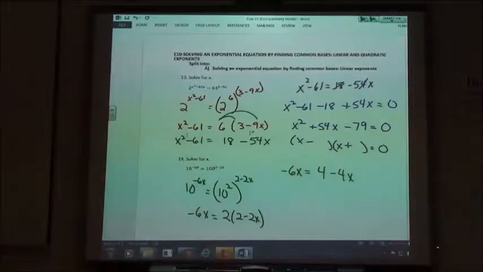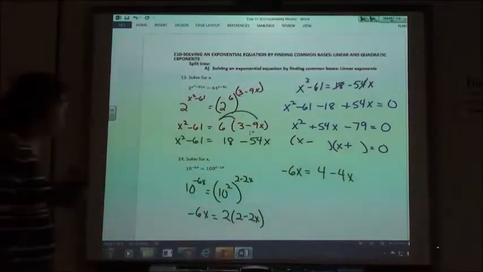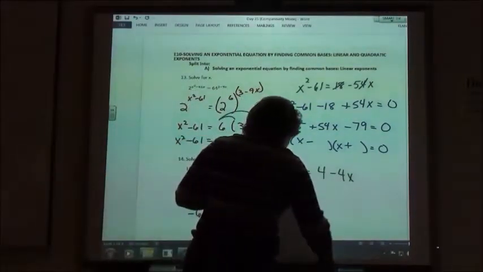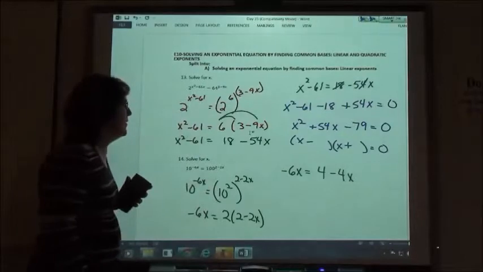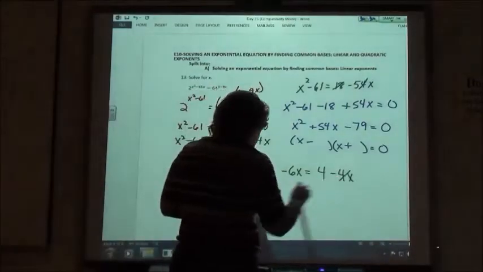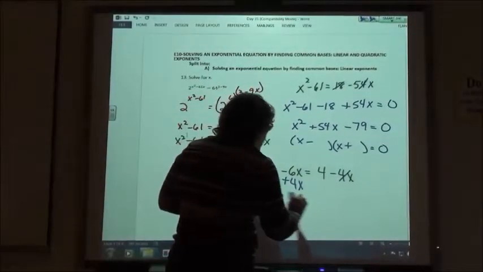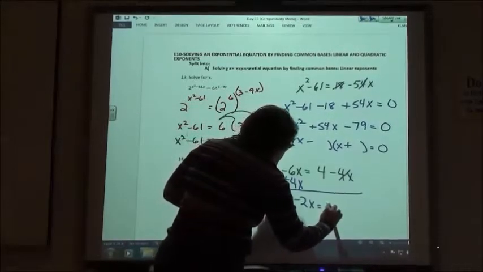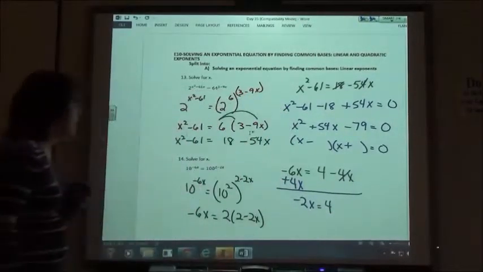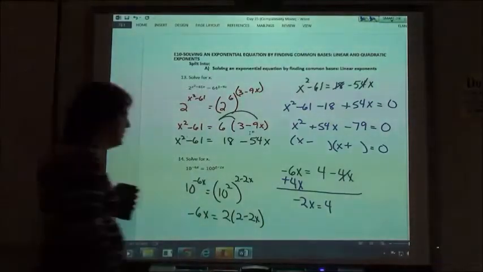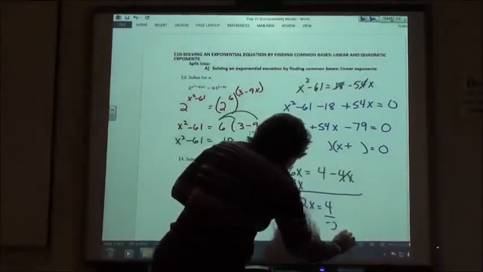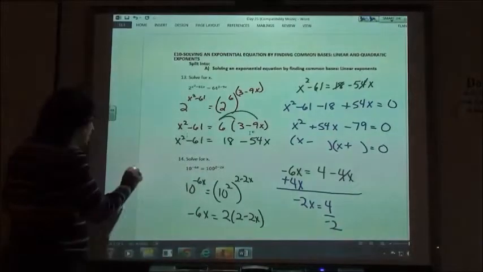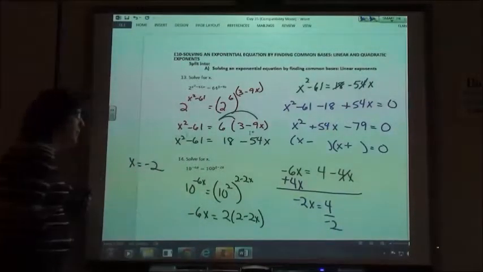Now this one doesn't have any squares, we just have a regular equation, so we want to get our x's together on one side. So if I move my x over, I'm going to make it a positive 4x. So negative 6x plus 4x is negative 2x equals 4. And then we're going to divide by negative 2. So x is going to equal negative 2.